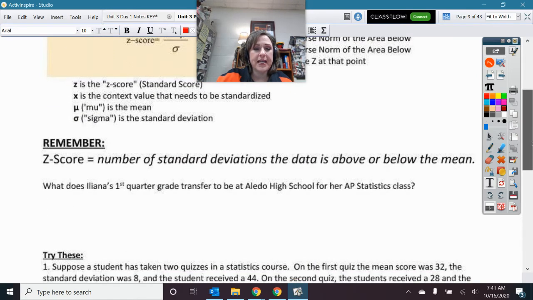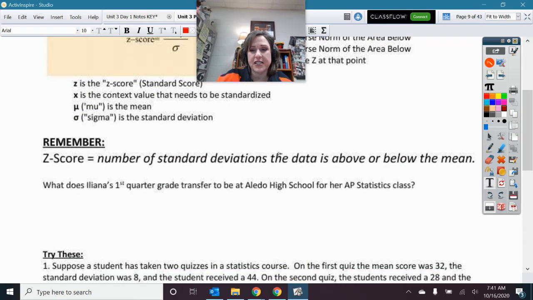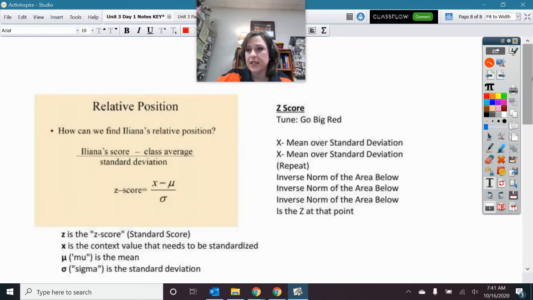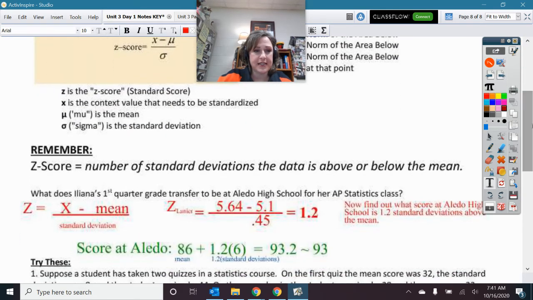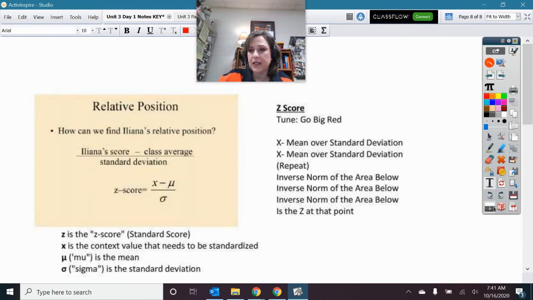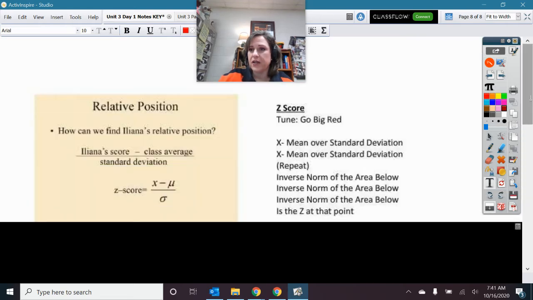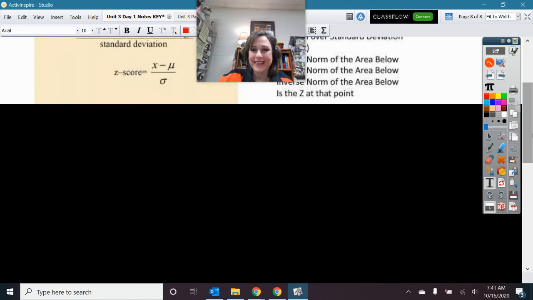So z-score is the number of standard deviations the data is above or below the mean. So let's write that out for Ileana. We're going to have her score computed like this. Actually, let me go ahead and take this down here so I don't give the complete answer away.